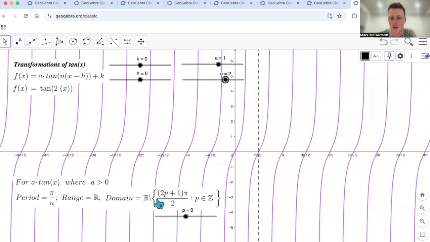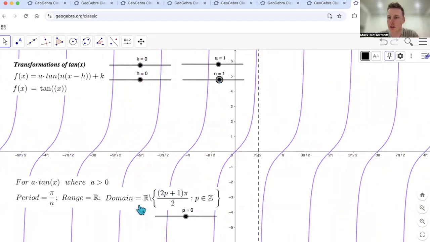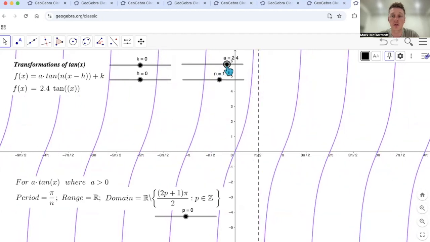Hopefully that's making some sense. Basically, the asymptote's going to move with the graph. You can clearly see now that the asymptote's at pi on 4. So the asymptotes would now be given by 2p plus 1 pi on 4 rather than 2p plus 1 pi on 2. But if n is 1, there is no dilation factor, then this is where your asymptotes are. If it's just basically tan x, then this is where your asymptotes are.